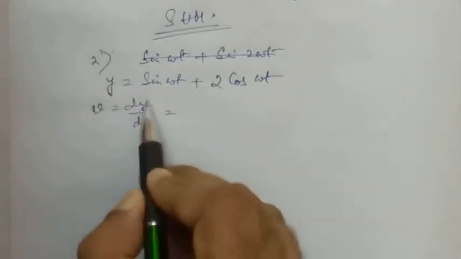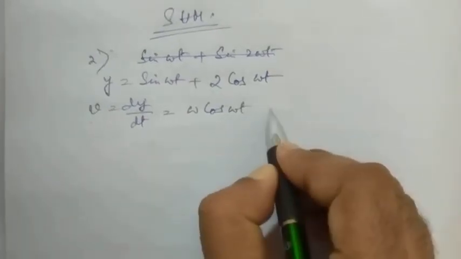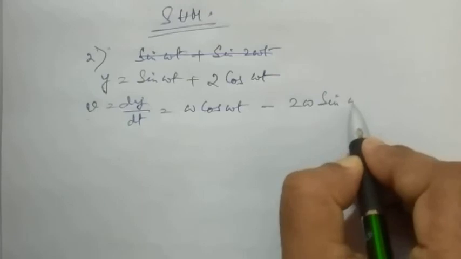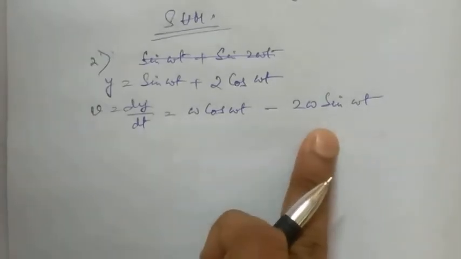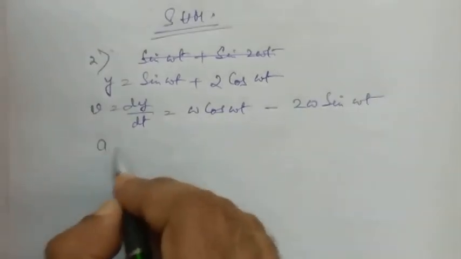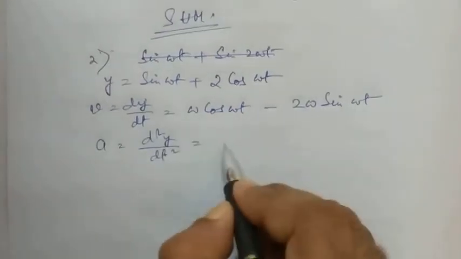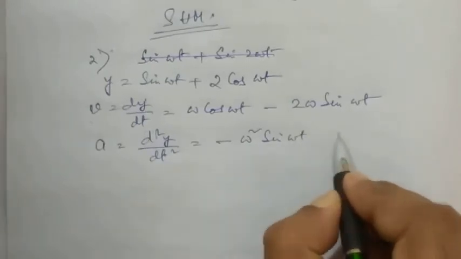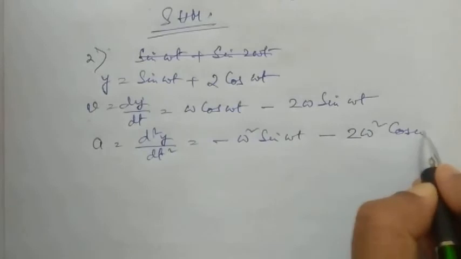Y is equal to sine omega t plus 2 cos omega t. So v is equal to dy by dt. That means omega cos omega t minus 2 omega sine omega t. Again derivative of this equation, that is d square y by dt square is equal to minus omega square sine omega t minus 2 omega square cos omega t.